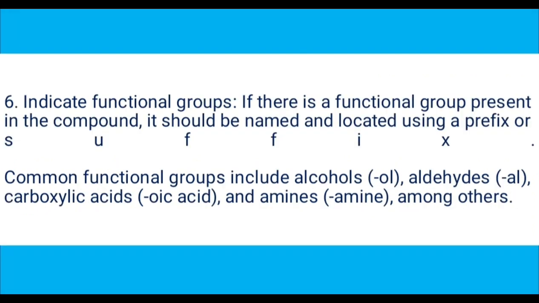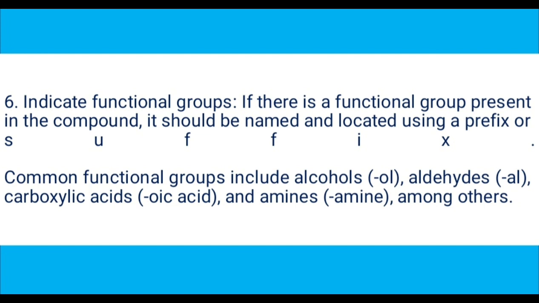Then you have to indicate the functional groups. If there is a functional group present in the compound, it should be named and located using a prefix or suffix. For example, alcohols will have the suffix ol. Aldehydes will have the suffix al. Carboxylic acids will have the suffix oic acid. And for amines we will just use the word amine, among others. Let's see then what you do.